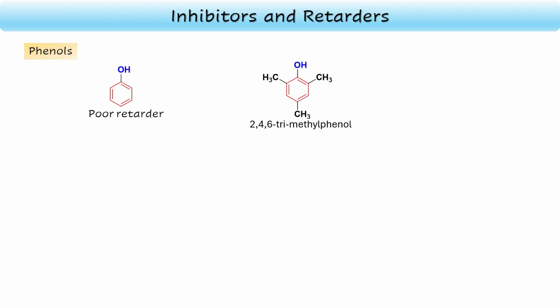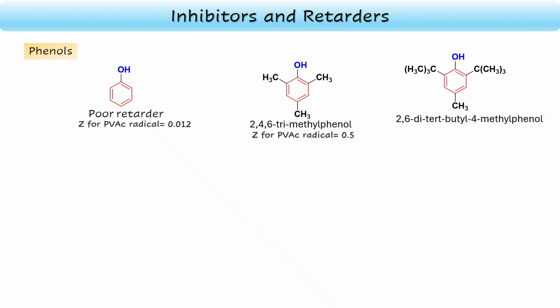Phenol is a poor retarder, but when an electron donating group is present, such as in a substituted phenol or 2,4,6-trimethylphenol, it becomes a strong retarder. For example, for vinyl acetate, the Z value of phenol is only 0.012, whereas for substituted phenol, the value of Z is 0.5. 2,6-ditertiary-butyl-4-methylphenol is another example of a substituted phenol that can act as a powerful retarder.